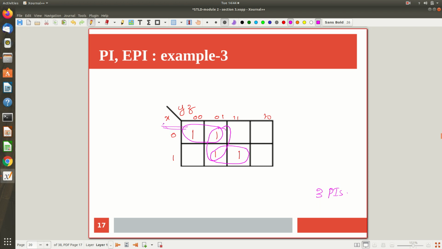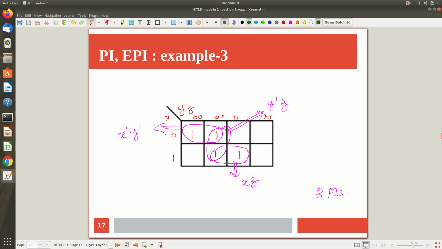And I'm trying to write them down. The first one is x dash y dash, where z is vanished, and similarly this one. Is that marking clear to you? Let me write here. This one, you can see vertically the x vanishes, and it is y dash z, and this one corresponds to x z, where y is vanishing. So like that we got 3 prime implicants, right?